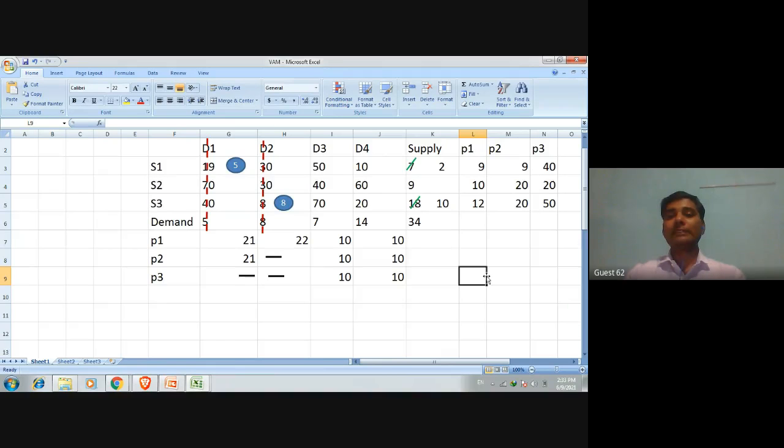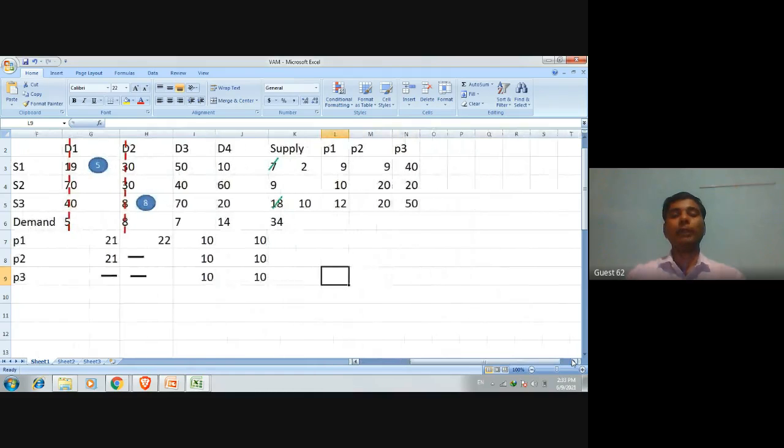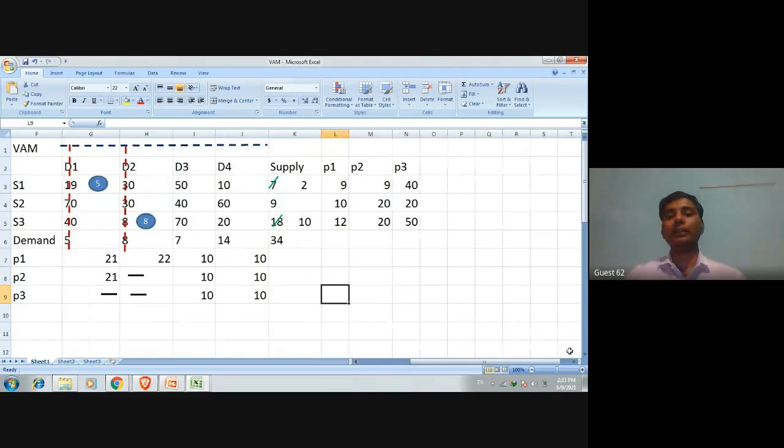Again, we will select the maximum penalty between the column and row penalties. Between the column and row penalties, we will select the maximum penalty. So which has the maximum penalty? That is this 50. This 50 is the maximum penalty.